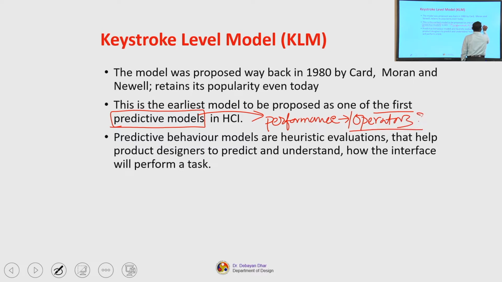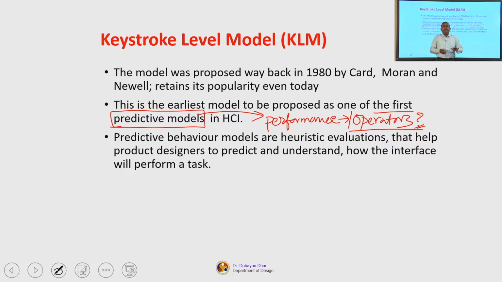We are going to talk about this in detail soon, operators. So, predictive behavior models are heuristic evaluations. See, whenever we talk about heuristic evaluations in the context of usability, often heuristics has become synonymous to Norman and Nelson's heuristics, but it is not that.